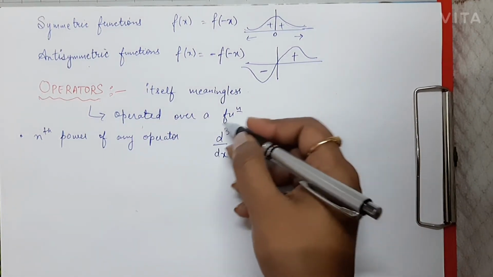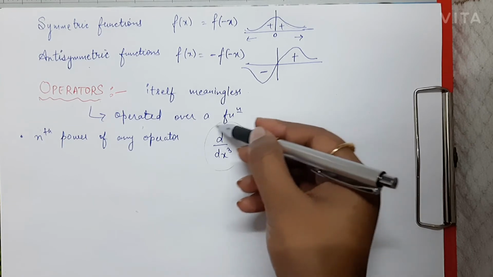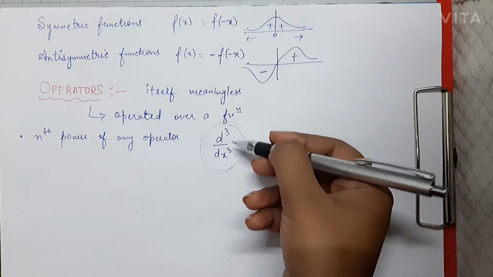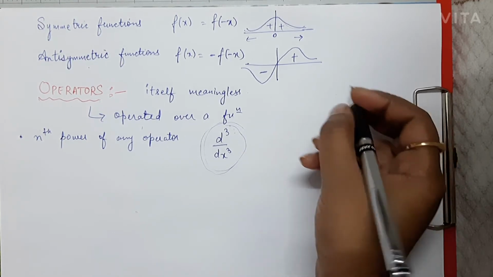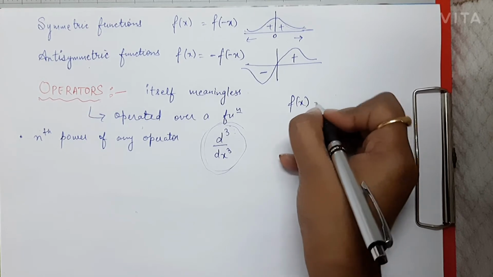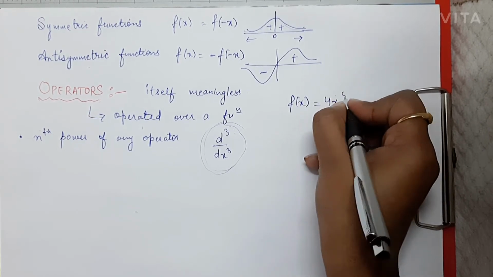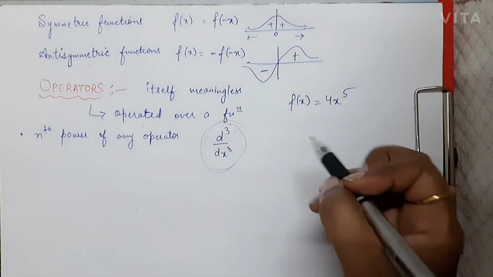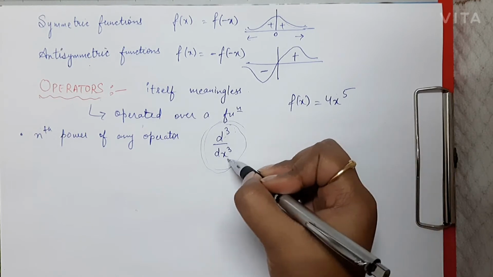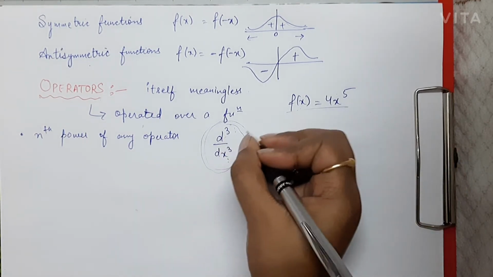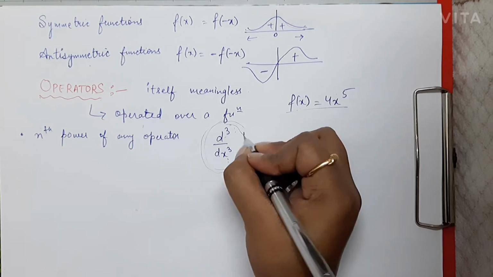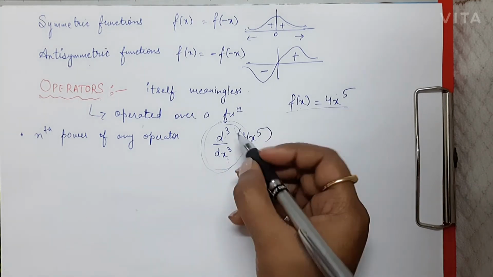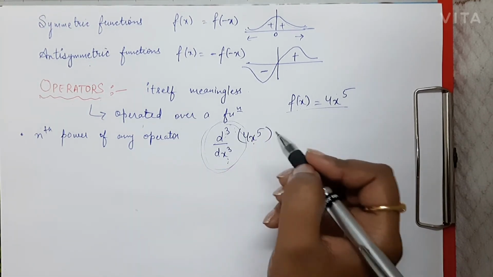Now if this is the only thing written, then this is an operator and by itself it is meaningless. So what we have to do is operate this operator over any function. So suppose they are giving any function f(x) and the function is 4x to the power 5, suppose. Now we have to apply this operator over this function f(x), that is 4x to the power 5. Now we want to find out, after using this operator over this function, what we are going to get.